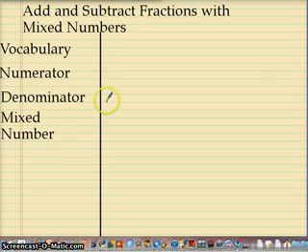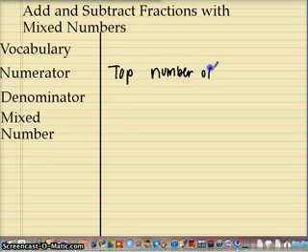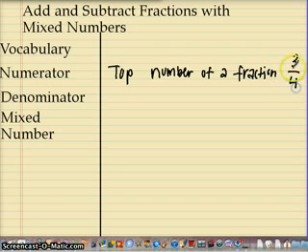Alright, today we're going to be adding and subtracting fractions with mixed numbers. For our vocabulary that we're going to begin with, we have numerator as our first word. We know that a numerator is the top number of a fraction. So if I have 3/4, the top number would be 3, meaning 3 is my numerator.